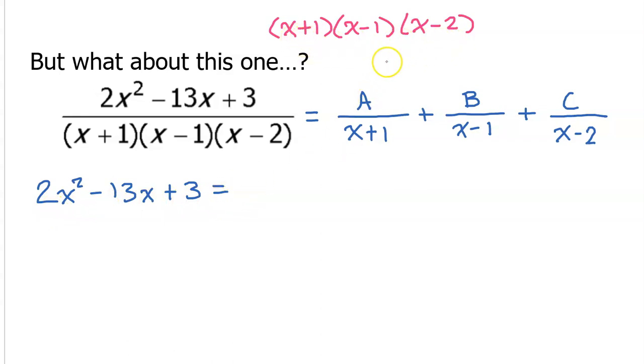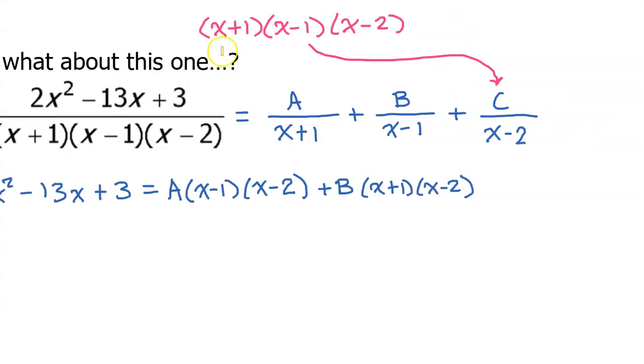Next, let's take the common denominator and multiply it by the term a over x plus 1. In this case, the x plus 1's will cancel each other out. So we are left with a times x minus 1 times x minus 2. When we multiply the common denominator times the middle term, the x minus 1's cancel each other out. That's going to leave us with b times x plus 1 times x minus 2. When we multiply the common denominator by the final term, the x minus 2's cancel each other out. That will leave us with c times x plus 1 times x minus 1.